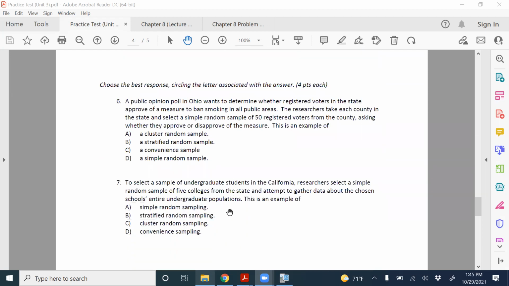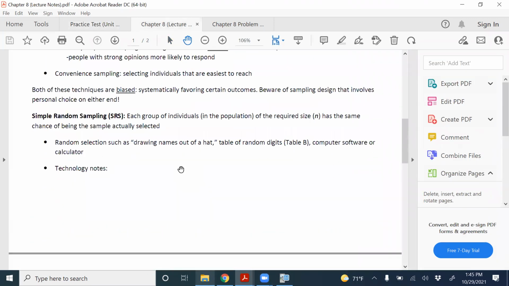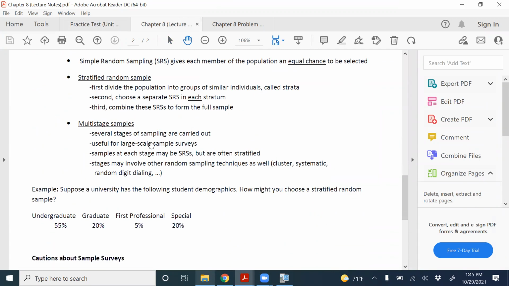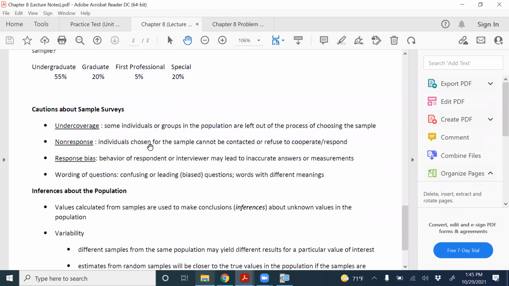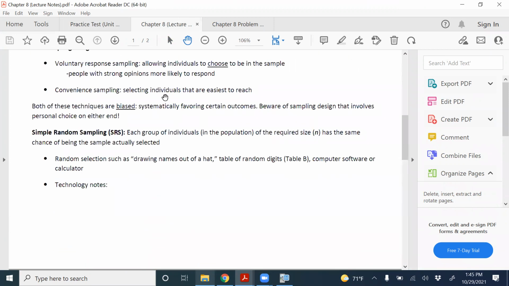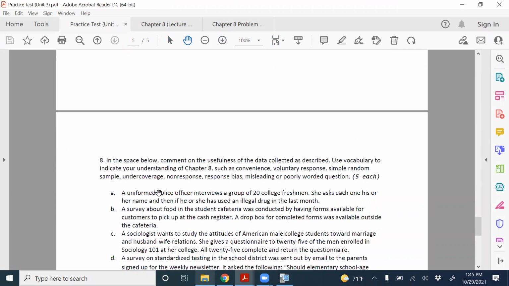6 and 7 are multiple choice questions. Remember, a stratified random sample is when you separate. Actually, I'll just show you the definitions. They're in the notes. In your lecture notes, they explain how to do multi-stage and simple random sampling. We didn't talk about clusters, so don't worry about clusters. I'm not going to test you guys on that. I don't think those are clusters. I'll have to read it more carefully.